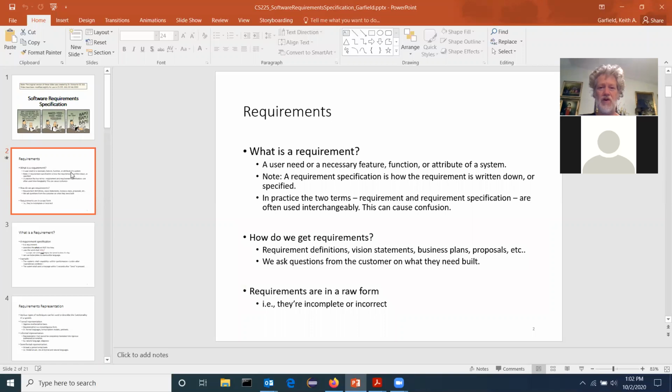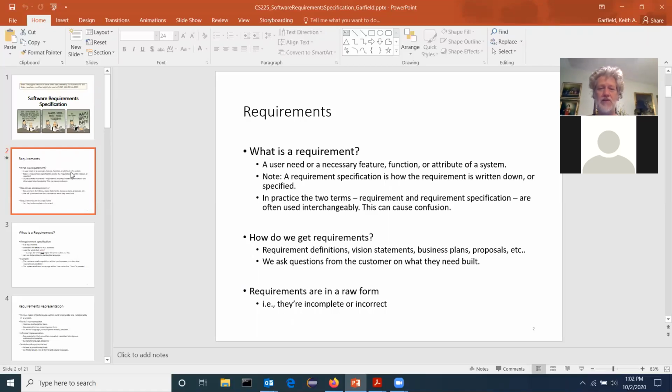So let's see, what is a requirement? Well, the requirement itself is actually something that the user needs. Now, you are the customer basically for your own project, but it's basically something that the customer needs, the user of the product needs.